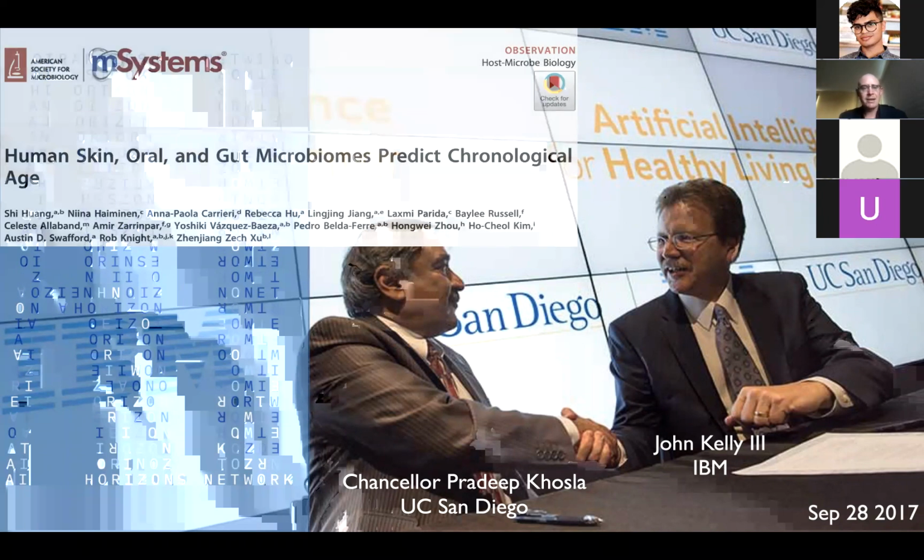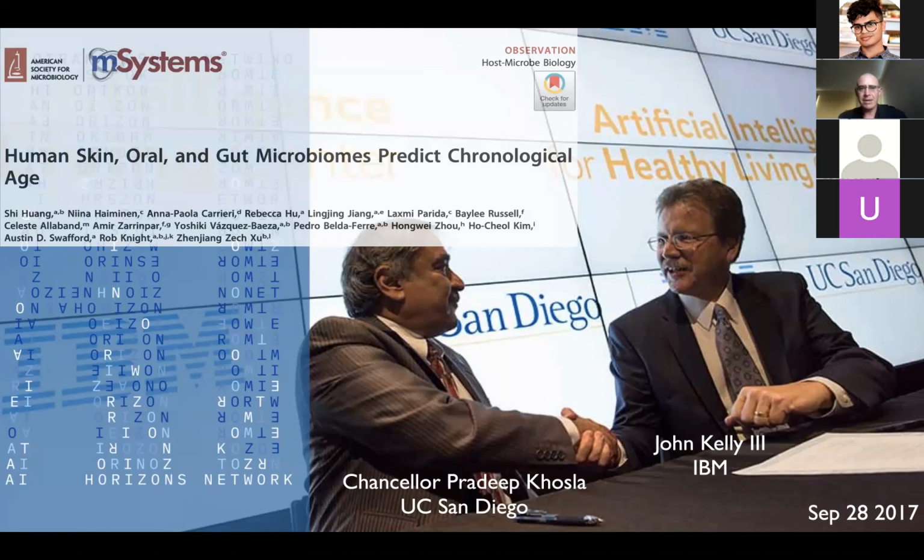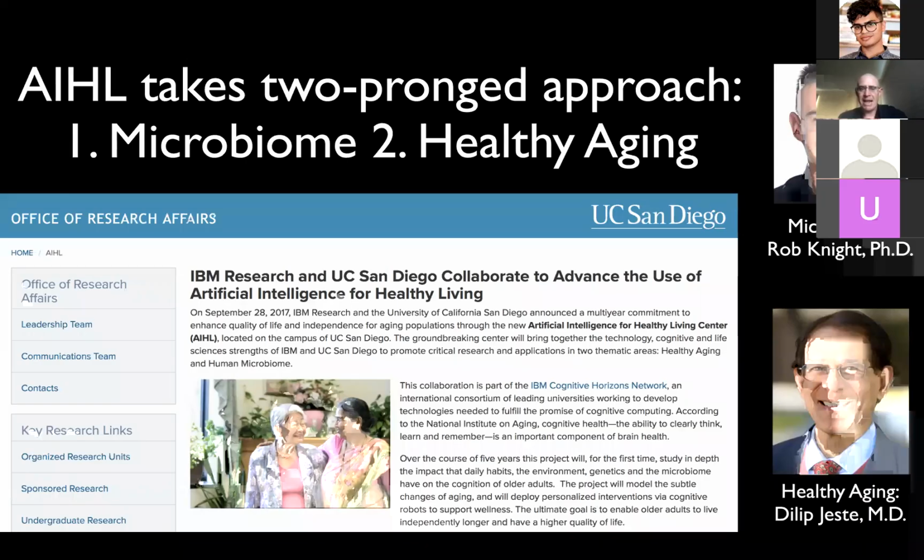And this is part of the AI Horizons Network. And essentially what we're doing is we're using AI to understand how people age successfully versus unsuccessfully and what role the microbiome plays in this. So one of the big successes from the center was this paper published in mSystems, where we found out that we can tell your age from your microbiome, where the skin, the mouth, and the gut microbiomes can all predict chronological age using random forest models. And in AIHL, we're taking a two-pronged approach, with one thrust that I lead focused on the microbiome, and a second thrust that Dilip leads focused on healthy aging.